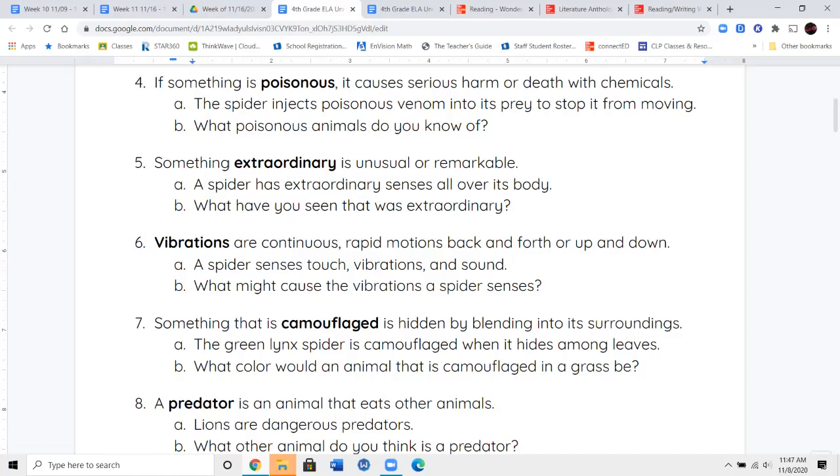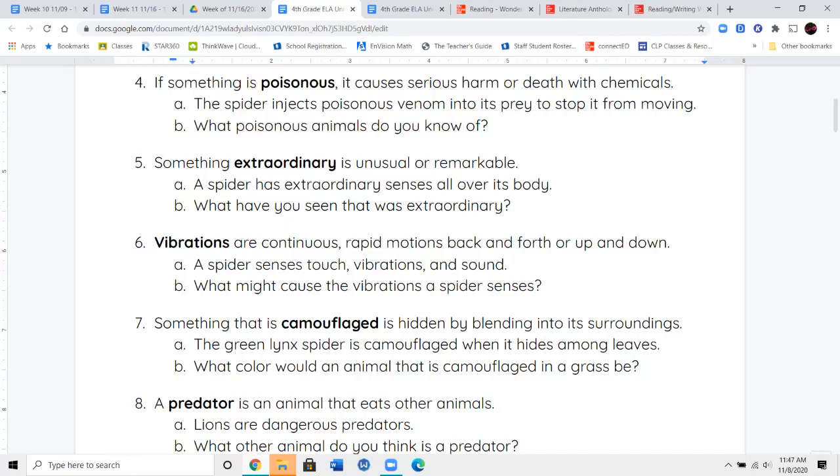So a spider has extraordinary senses all over its body. It has multiple eyes so it can see really clearly. It's very sensitive so that it feels any kind of vibrations. Extraordinary comes from the word, you see it broken down into extra and ordinary. Extra means more than something that's ordinary or normal. So something that's very unique that catches your attention, and is not common.